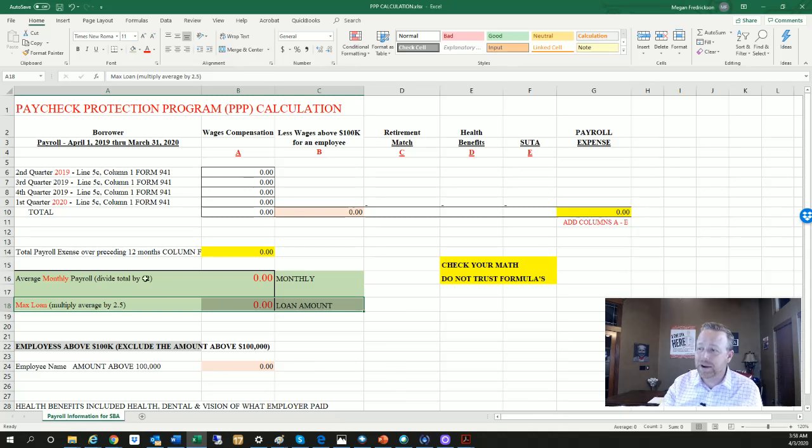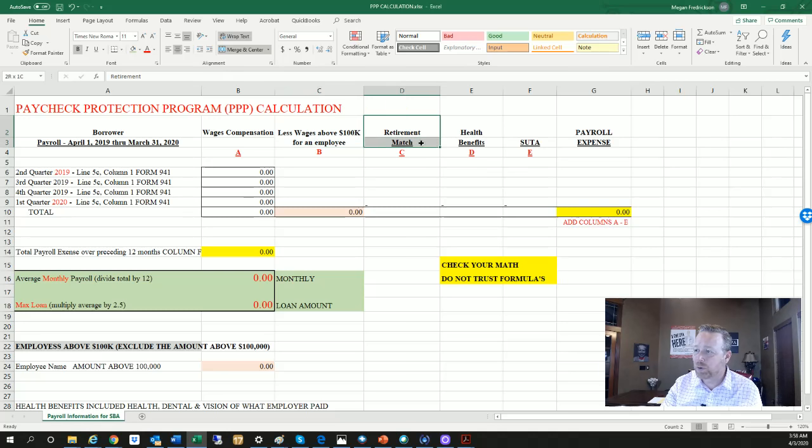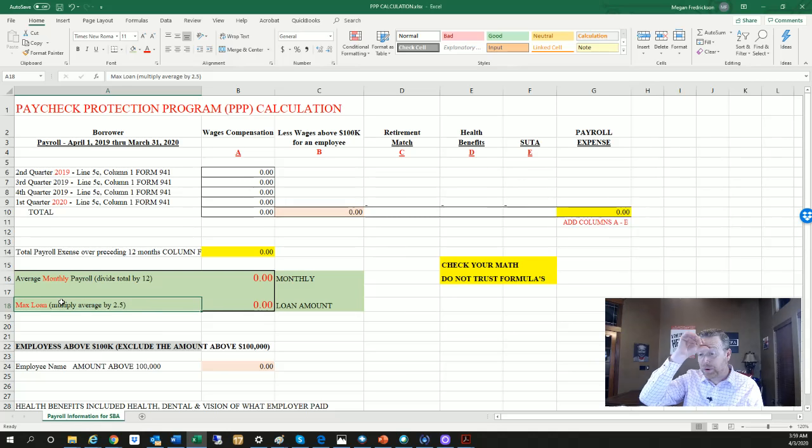But what we've got here is we're going to figure out the wages. We're going to talk about what happens if somebody makes over 100 grand. We're going to talk about the retirement match and health benefits and the SUTA to get to the total to arrive at this, which is going to carry to that, which we're going to divide by 12. We're going to times by 2.5, and you've got yourself the max loan amount, and then you can head to the bank with your documents.